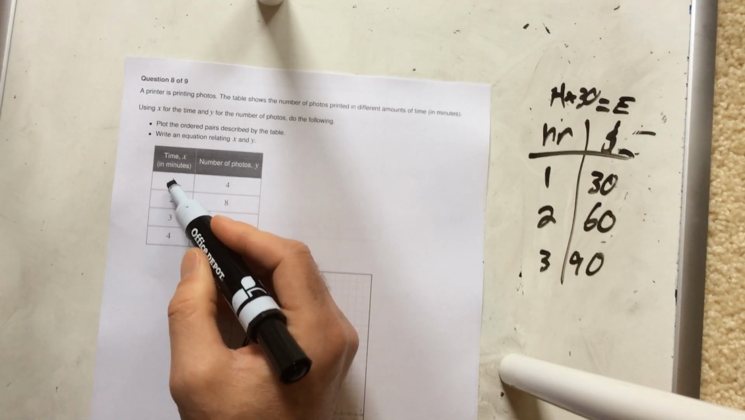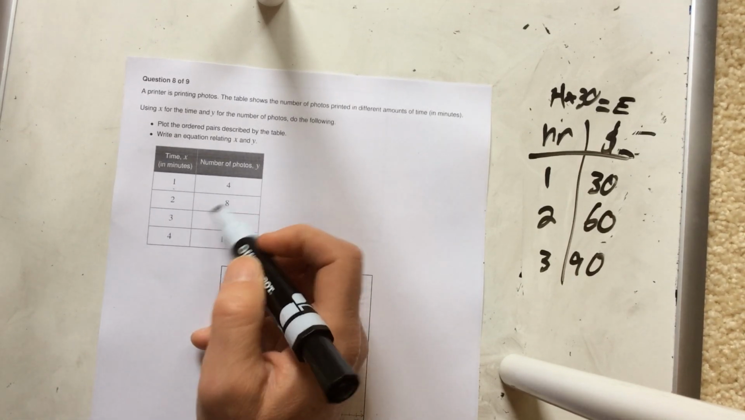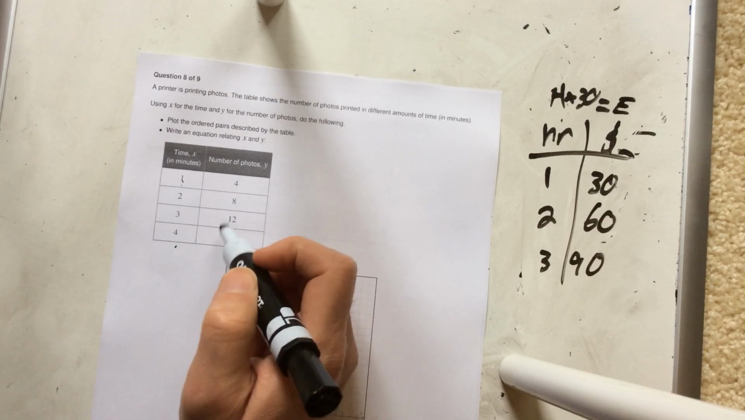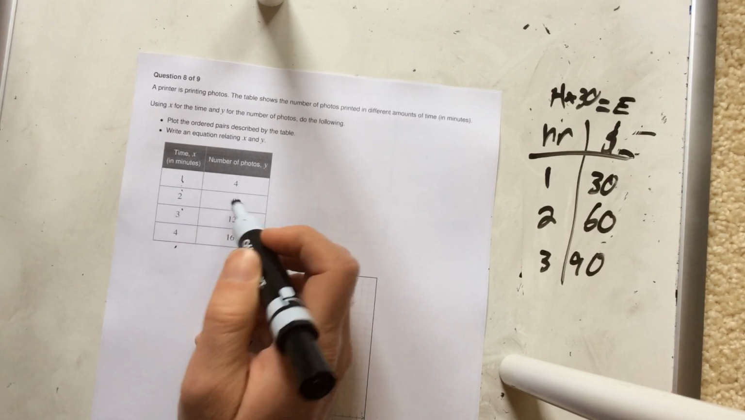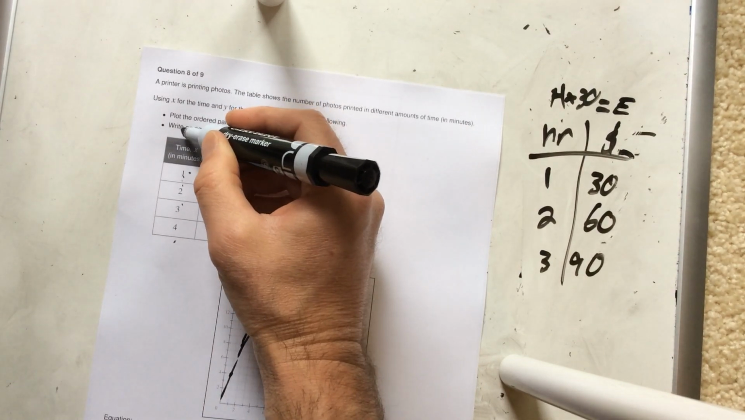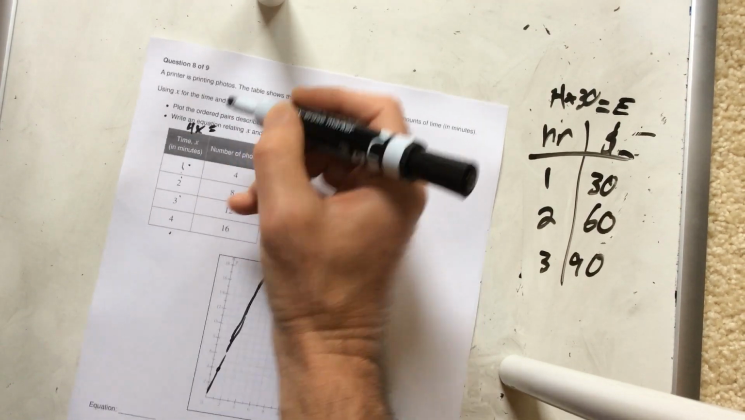Okay, and then my equation to get from X to Y. Well, we could try adding 3, but that doesn't work here. So it's going to be a multiplication. It's times 4. Times 4, times 4. So X times 4, or better yet, 4X equals Y.